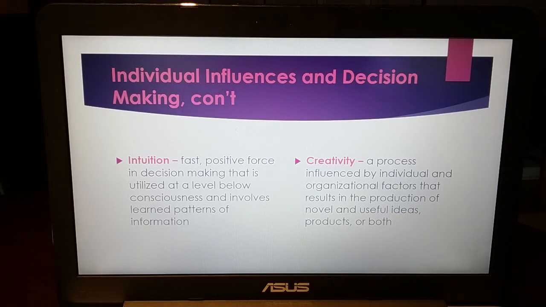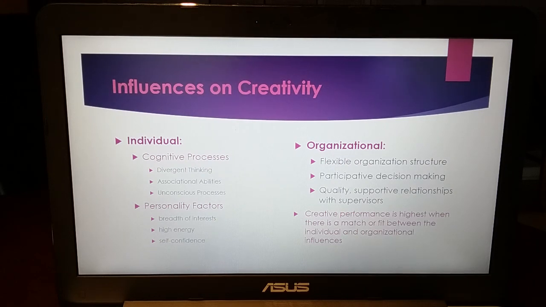Everybody is creative. People have different levels of being in touch with their creativity. So creativity is trying to find a solution that's going to help everyone, or thinking about things from a different perspective that might give just a different outcome. Okay, so influences on creativity, again, your thought process, then also what your personality is like.